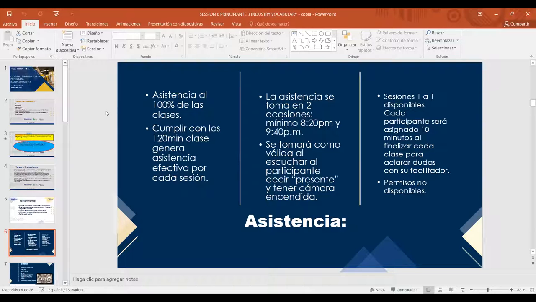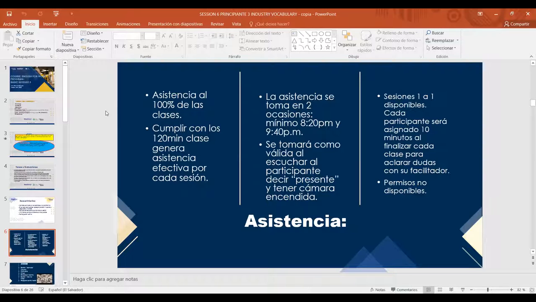I am not able to give you a permission, neither the administration, ni la administración, ni mi persona, les podemos dar permiso de faltar. Ok. Se puede tomar nota de la razón que usted da para justificar su ausencia, pero eso no quiere decir que le hemos autorizado para que falte, porque la inasistencia la va a tener, porque la plataforma Zoom no considera eso, ¿verdad? No le va a sumar minutos porque usted se justificó.